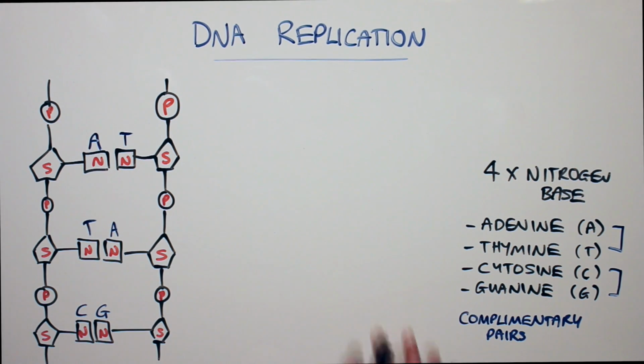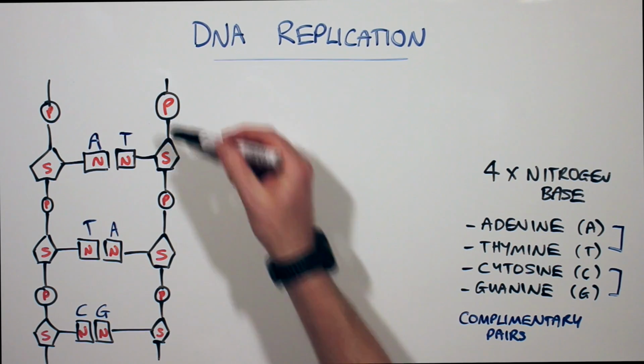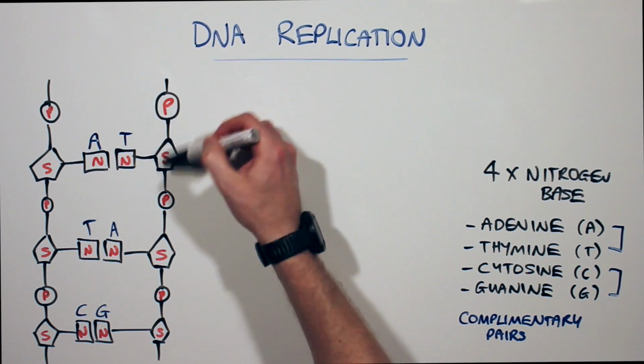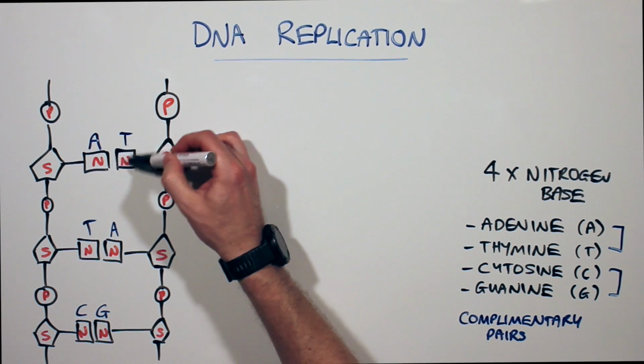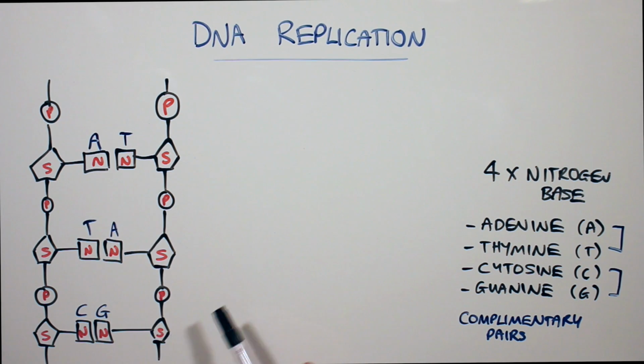Now a lot of this information that we've talked about so far with our nucleotides, our sugar phosphate backbone, with our nitrogen bases in the middle, the fact that adenine and thymine pair up and cytosine and guanine pair up, this is stuff that you should have covered in year 10. Now of course we're in year 12, so there's a bit more information that we need to know.